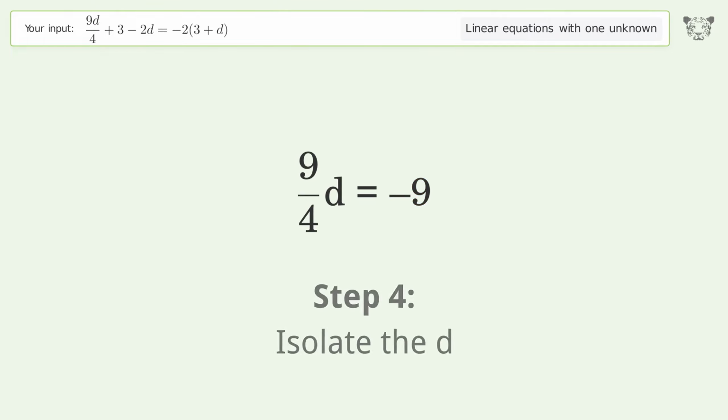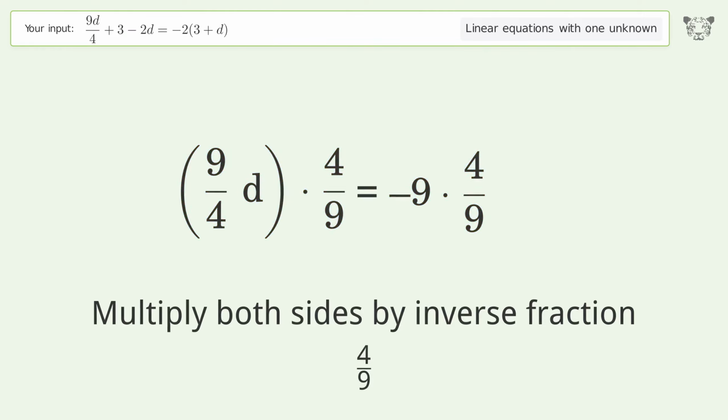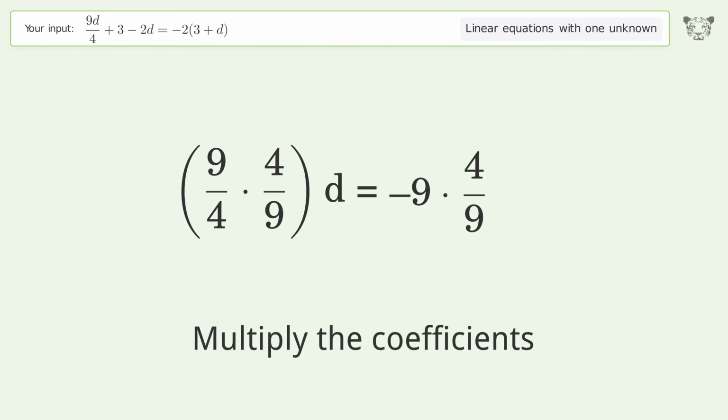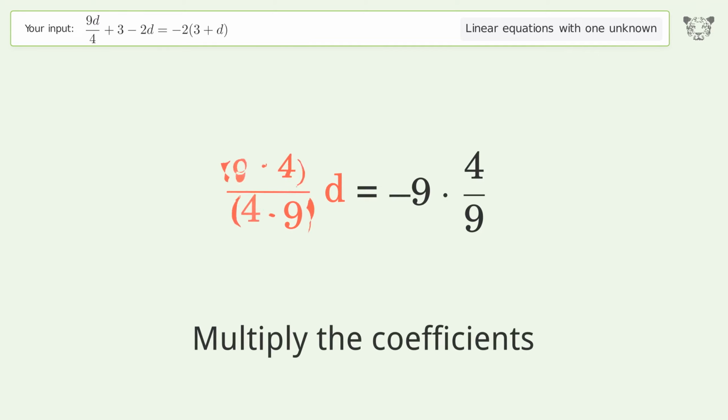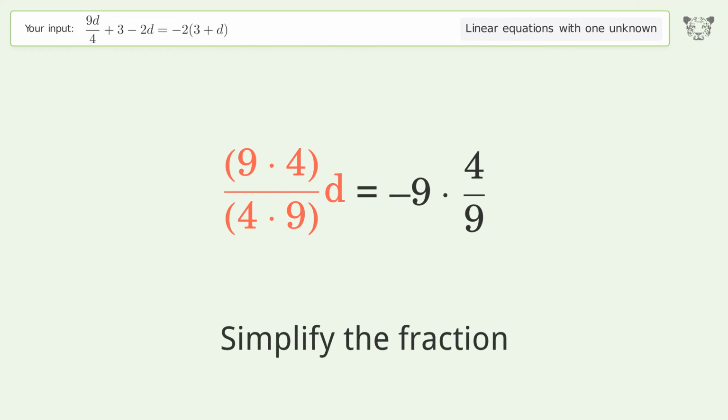Isolate the d. Multiply both sides by inverse fraction 4/9. Group like terms. Multiply the coefficients. Simplify the fraction.